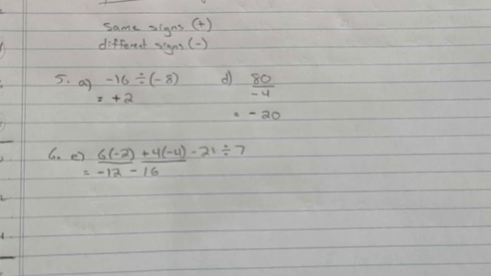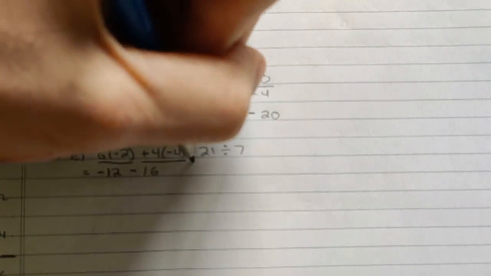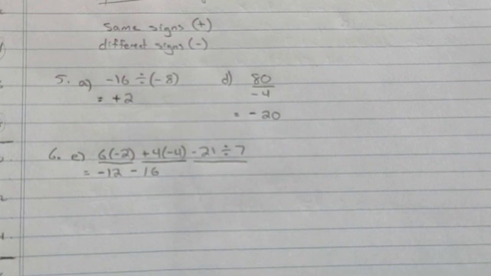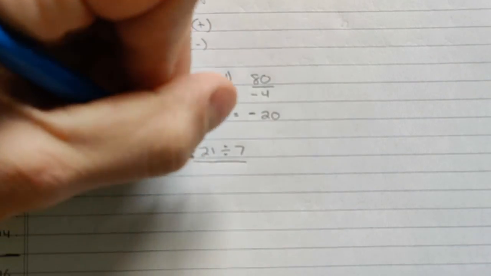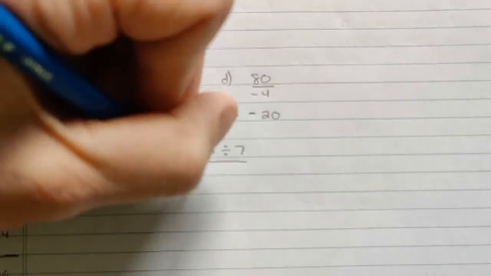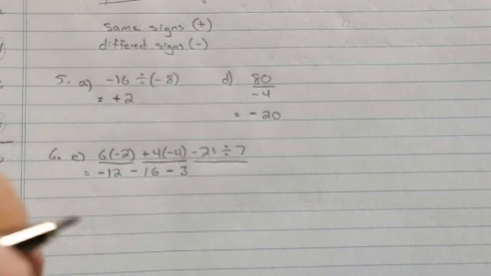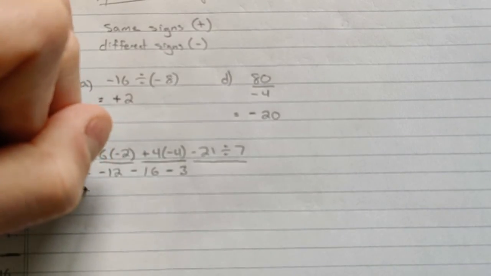And then finally, negative 21 divided by positive 7. Again, the signs are different. So we're going to have a negative answer. 21 divided by 7 is 3. So now I have negative 12 minus 16 minus 3.